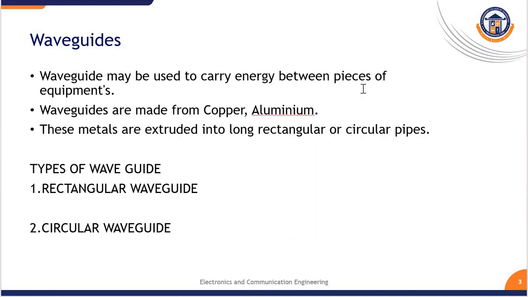Waveguides may be used to carry energy between pieces of equipment. Waveguides are made from copper and aluminum. These metals are extruded into long rectangular or circular pipes. Types of waveguide: rectangular waveguide, circular waveguide.